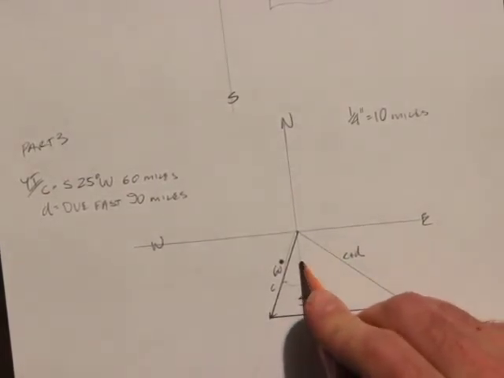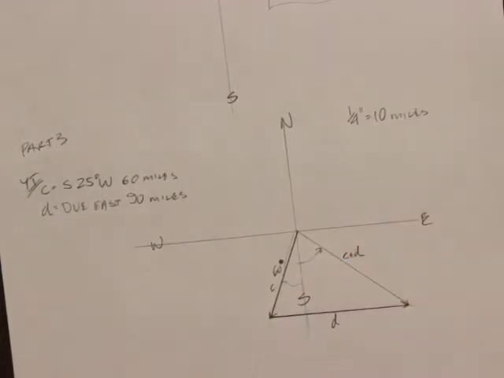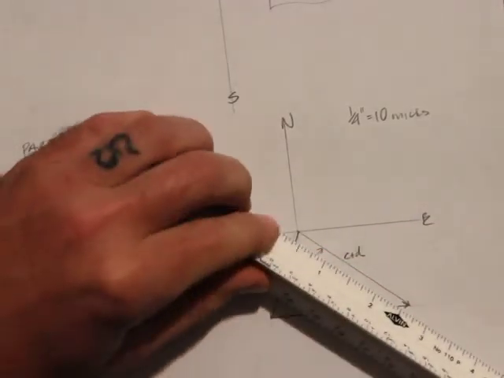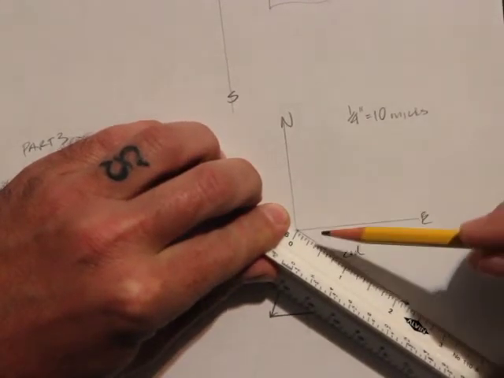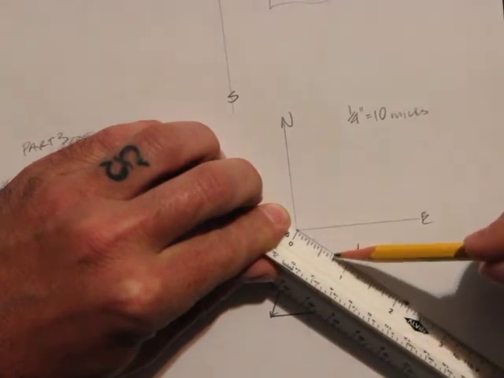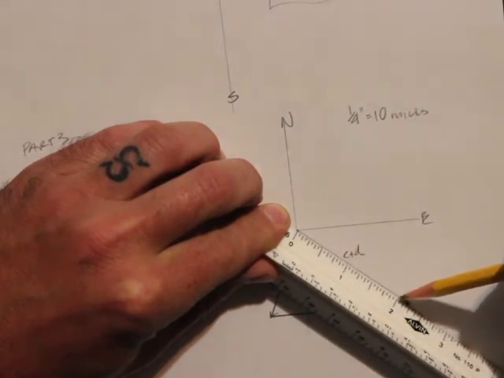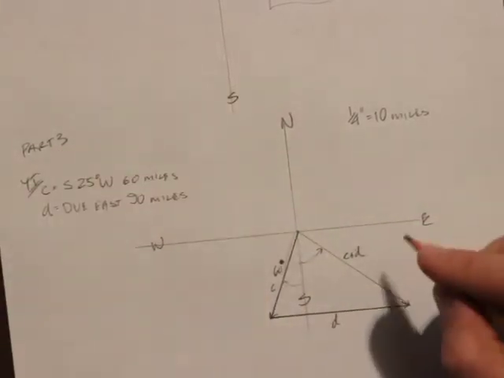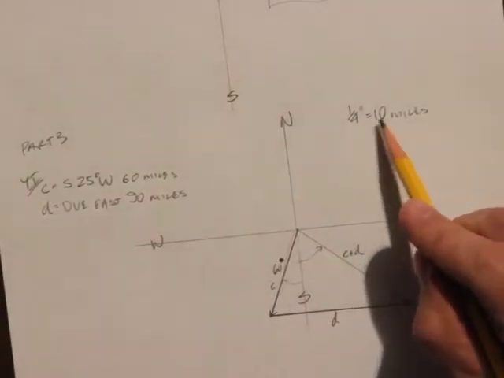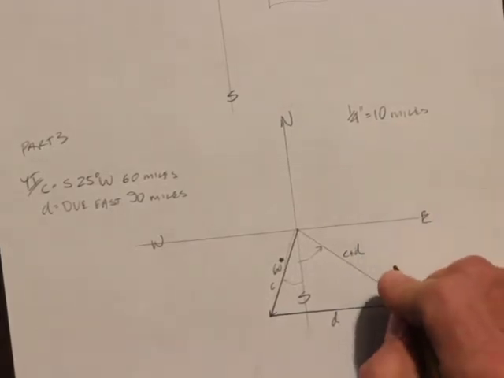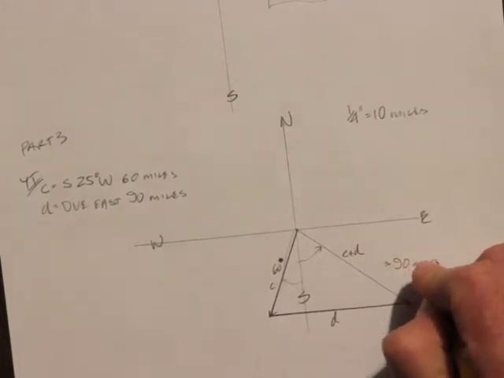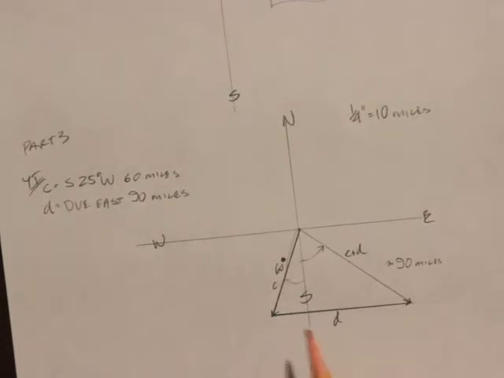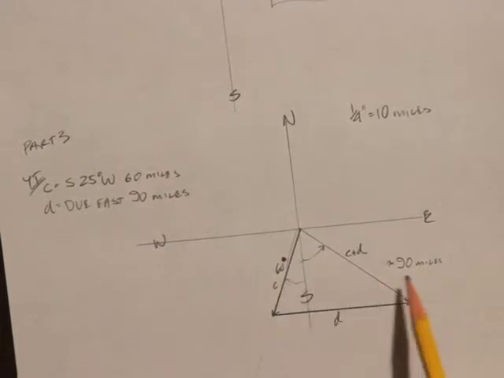So I want to know this degree measure here, and I want to know this distance. So let's find the distance first. So a quarter of an inch is 10 miles. So 1, 2, 3, 4, 5, 6, 7, 8, about 9 quarters of an inch, which times 10 would be 90 miles. So we've got about 90 miles. That doesn't sound right. Well, I guess it could be, couldn't it? Yeah. Alright, so about 90 miles.